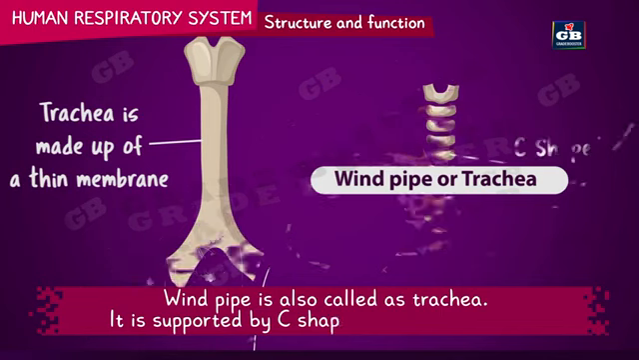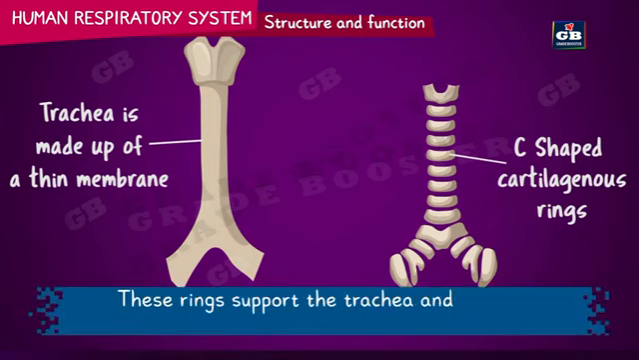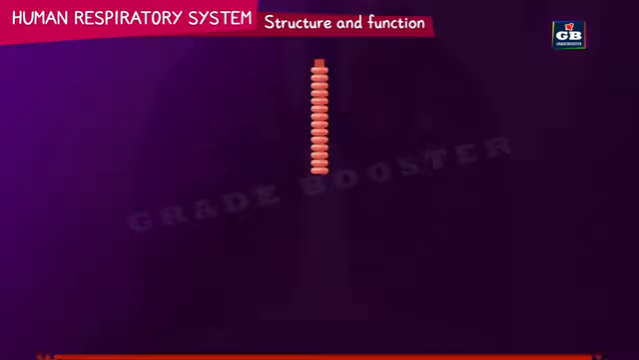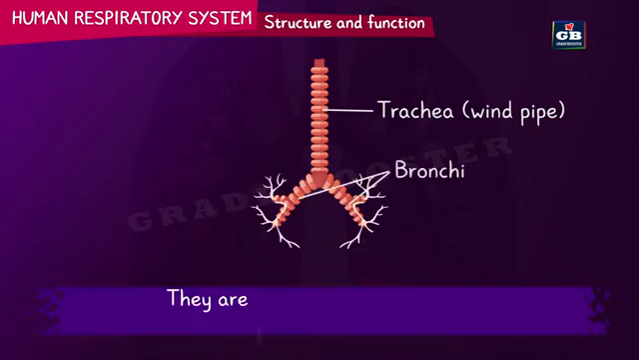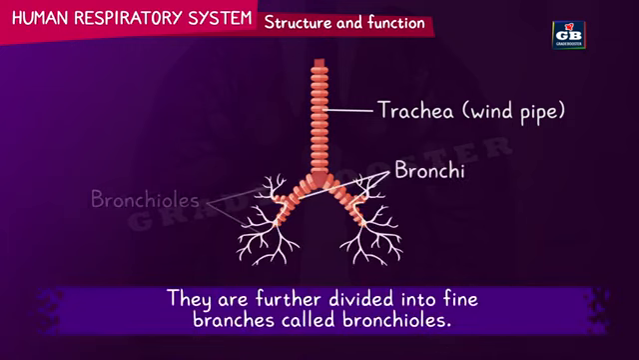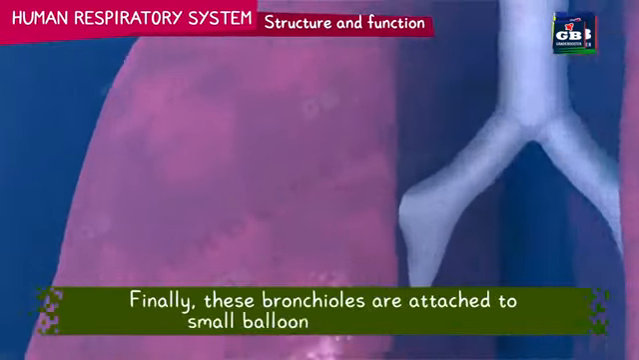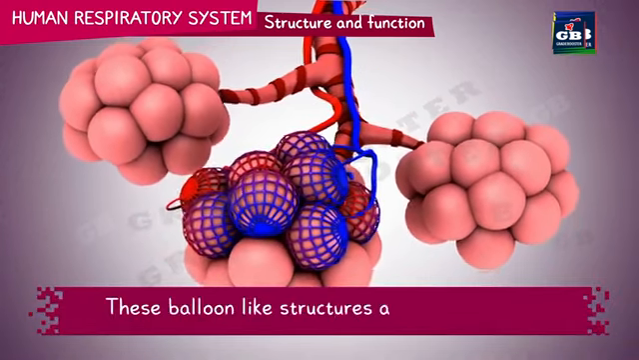The windpipe is also called the trachea. It is supported by C-shaped cartilaginous rings. These rings support the trachea and help to keep it in an open position all the time. The windpipe divides into two branches. These branches are called bronchi. They are further divided into fine branches called bronchioles. Finally, these bronchioles are attached to small balloon-like structures. These balloon-like structures are called alveoli.